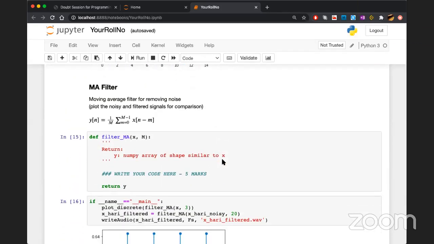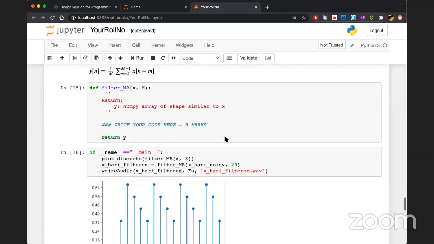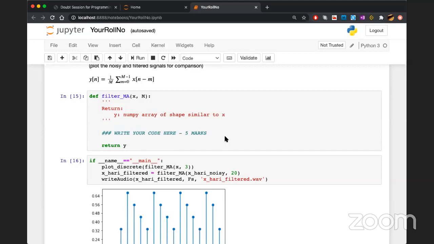In the MA filter, the formula is given: y of n equals the summation from 0 to M minus 1 of x of n minus m. So for y0, we add the values of x0, x of minus 1, and x of minus 2, and we take the average by M. So our output should be from x0 to x15, a total of 16 values, but in the output there are a total of 18 values, from 0 to 17. Why is it so?